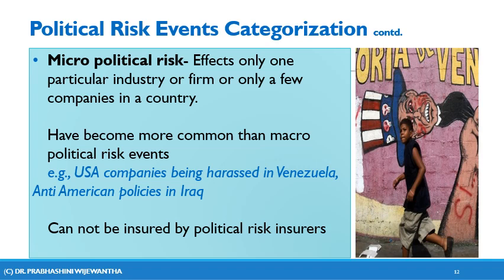So in that case, the impact is smaller compared to a macro political risk event. Why? Because only the companies of one particular industry, a few companies or just one firm is affected. However, these micro political risk events have become more common nowadays, not like in the past. In the past, there were a lot of macro political risk events, but now micro events have become more common. For example, USA companies being harassed in Venezuela.